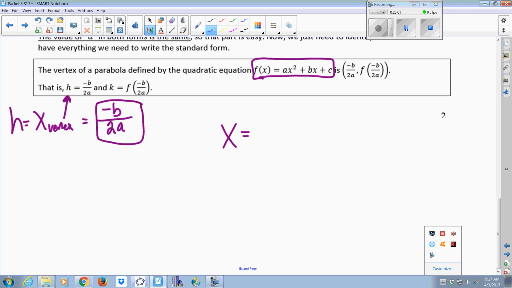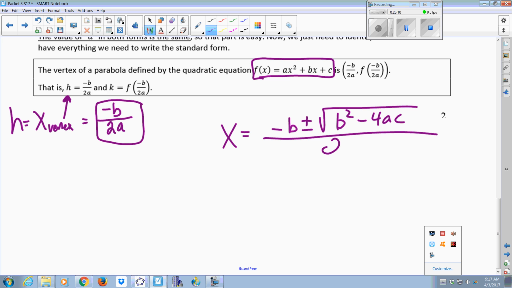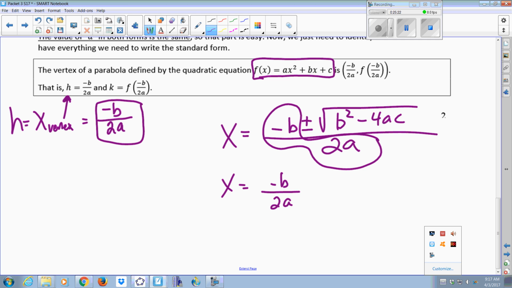X equals negative b plus or minus the square root of b squared minus 4ac all over 2a. Look at that right there. It's right there in your quadratic. Because remember, this breaks up to look like this, the opposite of b over 2a, because remember, that denominator goes with both of the terms on top. So you can separate this so it looks like this.